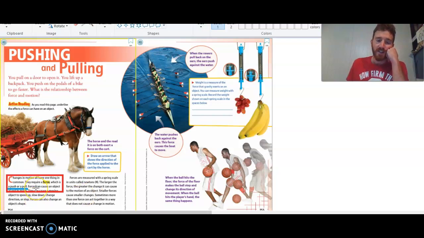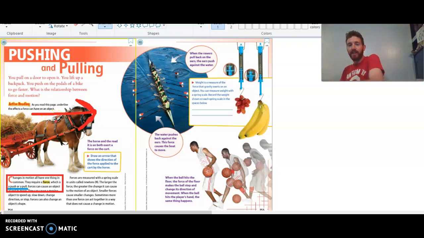Let's think about some of the examples we've got here. It says draw an arrow that shows the direction of the force applied to the cart by the horse. So if this cart is being pulled by the horse, the horse is pulling on it. That motion would happen in which direction? It's going to be happening in this direction, so the force would go this way. The horse pushes on the ground and moves its muscles and pulls that cart in this direction, pulling on it as it goes. So there's that to start us off.